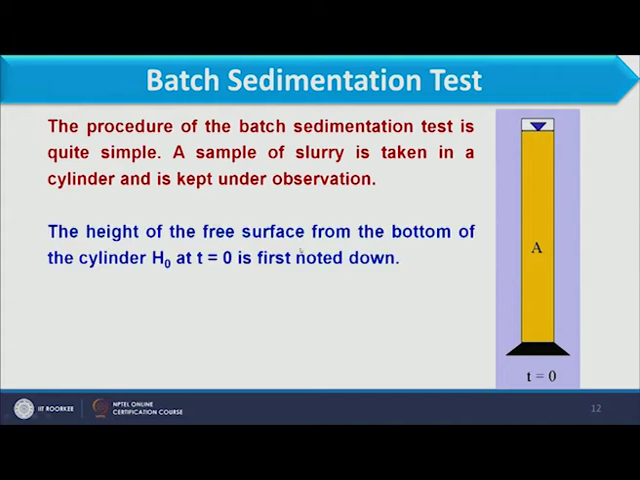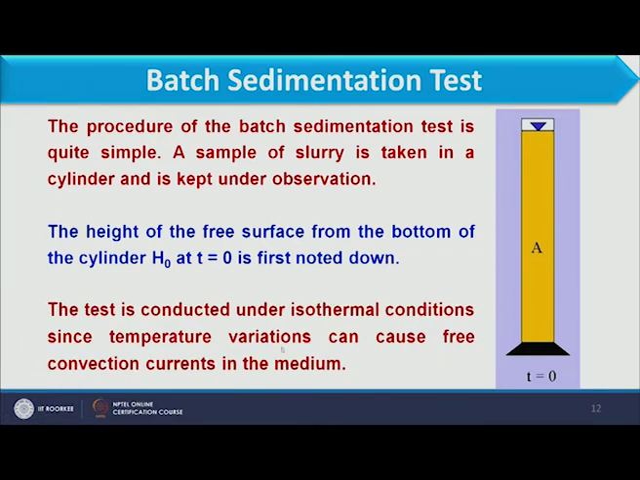So, the height of the free surface from the bottom of the cylinder, H0, at time t equal to 0 is first noted down. Now, what is H0? H0 is the total height of the solution available in the glass cylinder. So, that should be H0 at time t equal to 0. The test is conducted under isothermal condition, since temperature variation can cause free convection current in the medium.